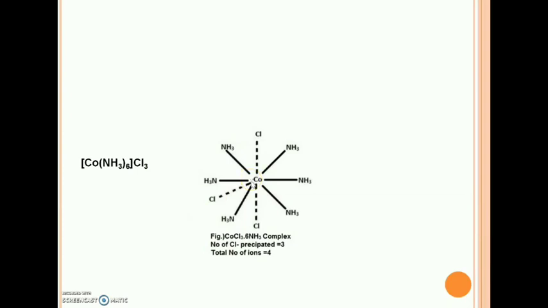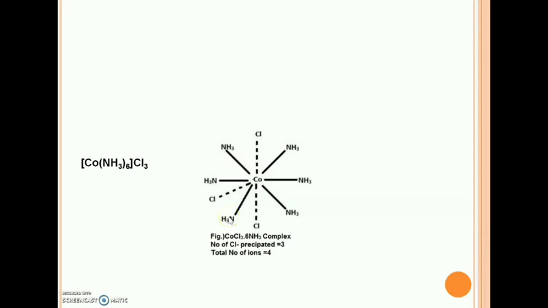We already said that the secondary valencies are directional in character. That is, these 6 NH3 molecules occupy the corners of an octahedron, so they are directed in space. That is what we mean by secondary valencies being directional in character. And these 3 chloride ions are non-directional.